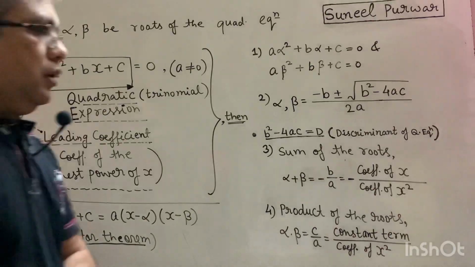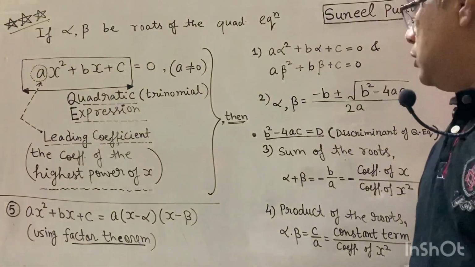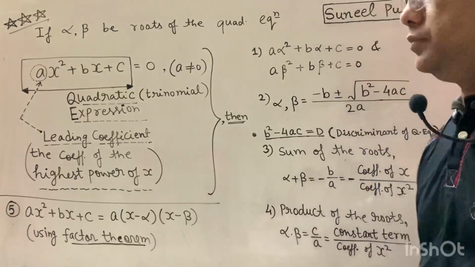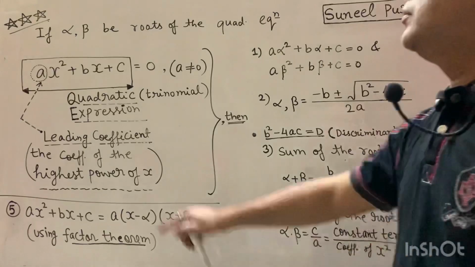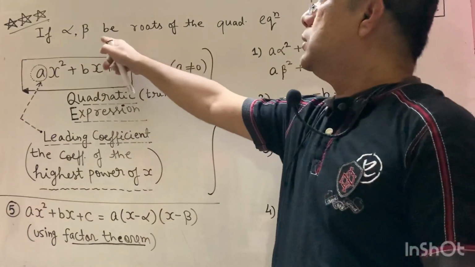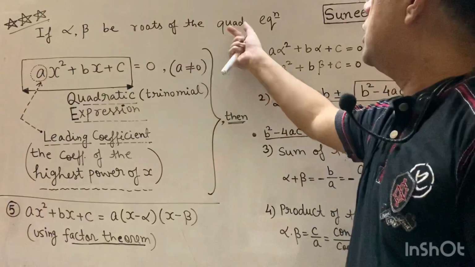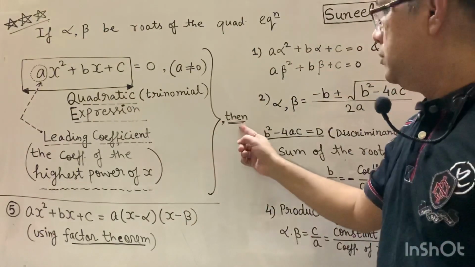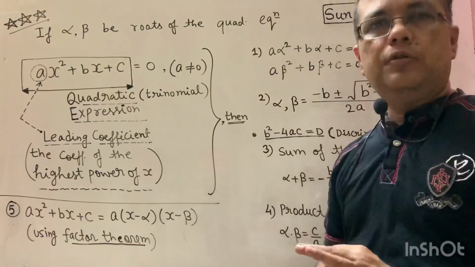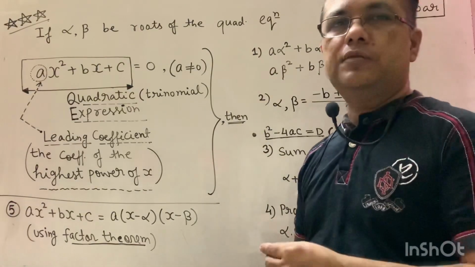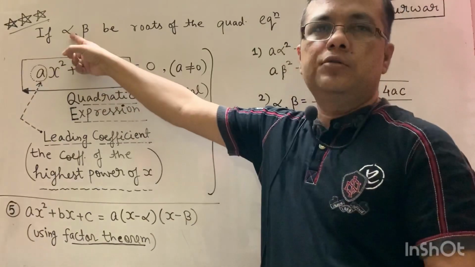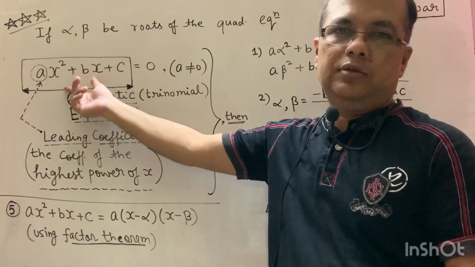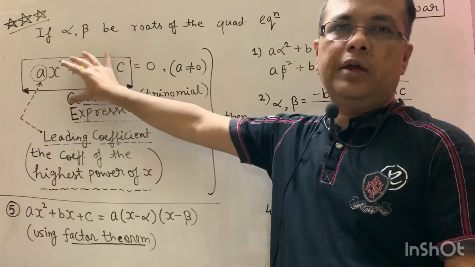Now here I have listed on the board 5 very important points which will be needed frequently to solve the questions. With the statement, if alpha and beta be roots of this quadratic equation, then, so what is the meaning of root? The meaning of root is it will satisfy the equation. So if you say alpha is a root, now this is a quadratic equation in what? x. What is the unknown variable here? x there.